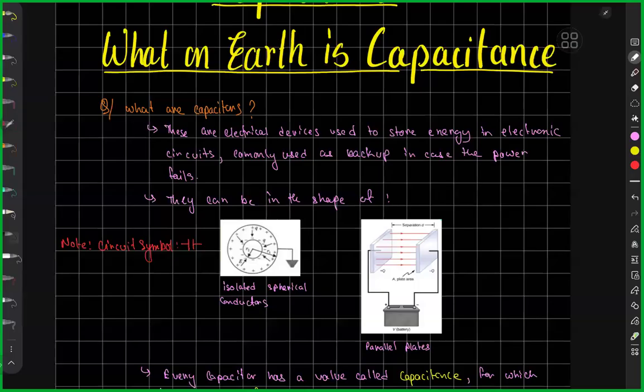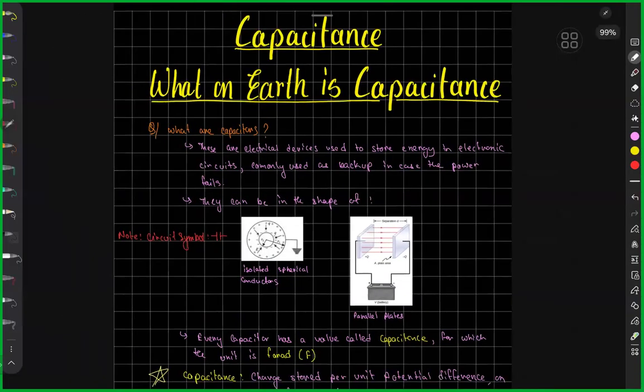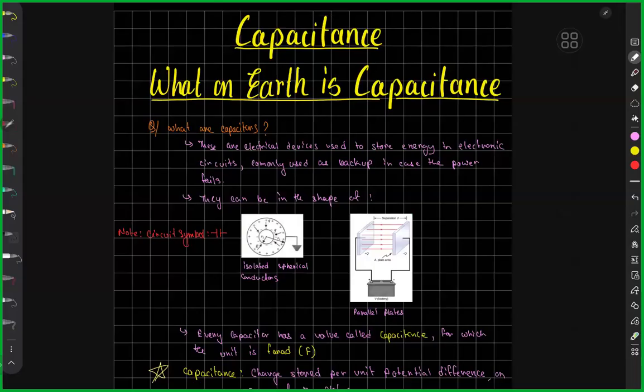We separate charges to store energy. That's the core idea. Same thing with capacitors. We separate charges to store energy. And the thing with capacitors is we store very little energy. So what are capacitors in essence? I've tried to make it a bit easier on you guys. These are electrical devices used to store energy in electronic circuits. And these are commonly used as a backup source of energy in case the power supply fails.